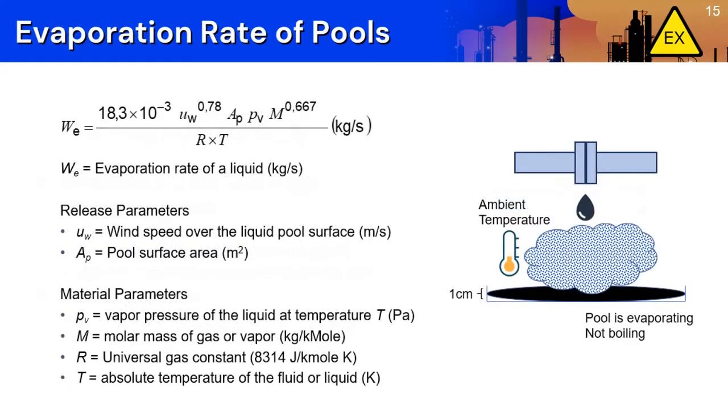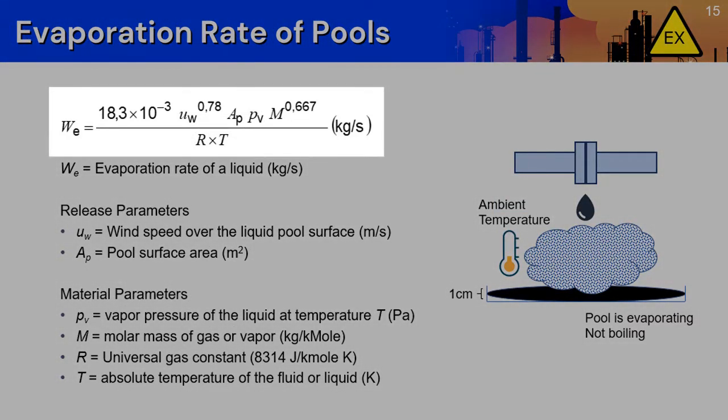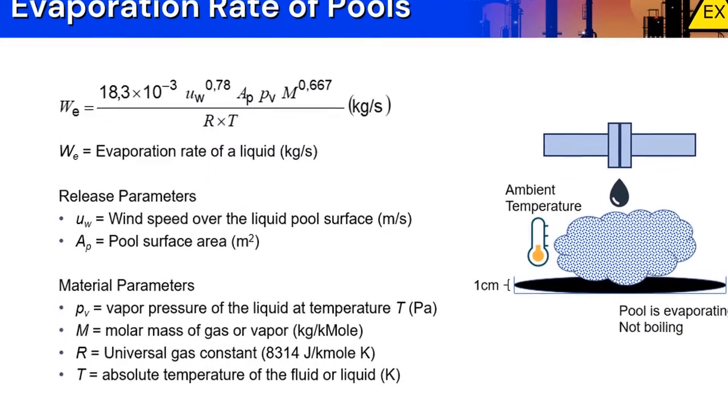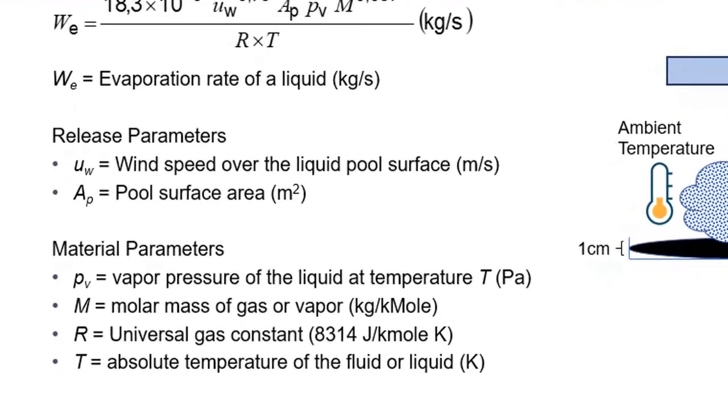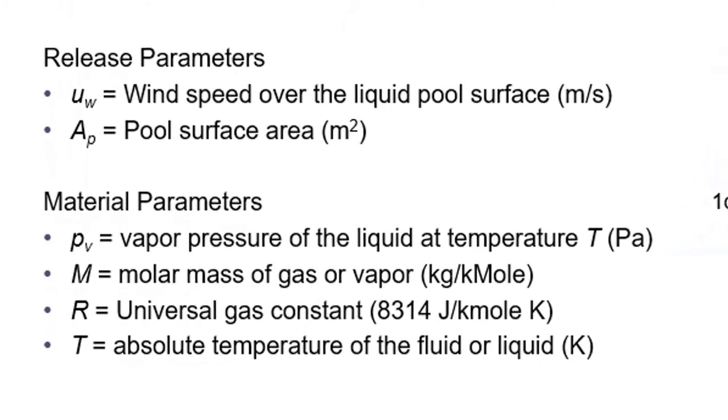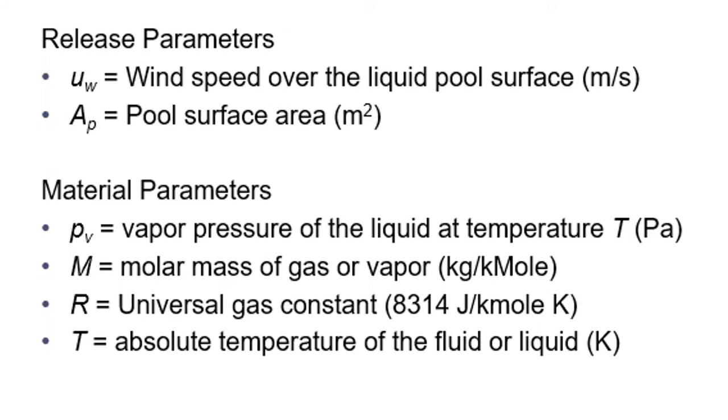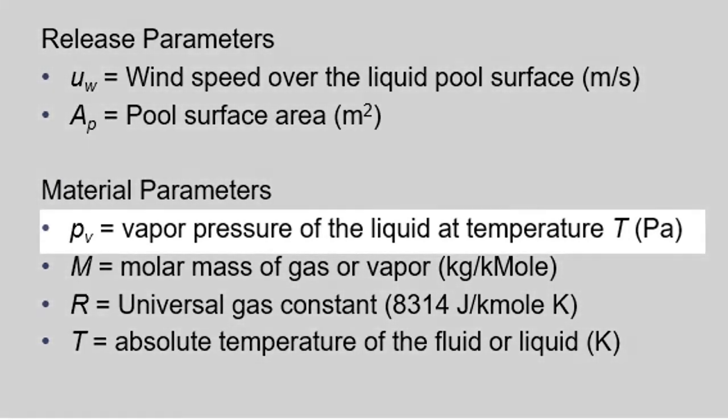Let's talk about estimating a release rate from a pool. This is the IEC formula for an evaporative pool release. It's premised on a non-boiling release at ambient temperatures. As before, there are parameters defined by the flammable material and there are parameters unique to the situation. The material parameter that we must determine in the process is the vapor pressure. This can vary with the release temperature.